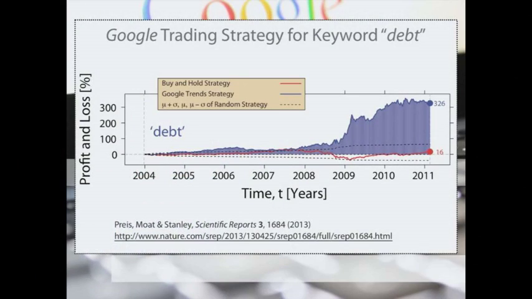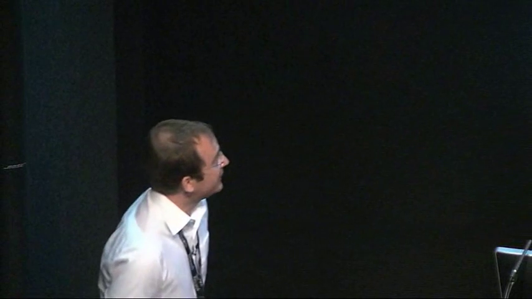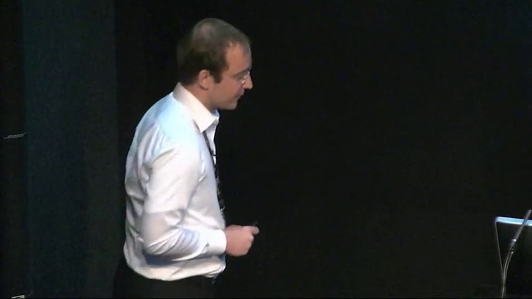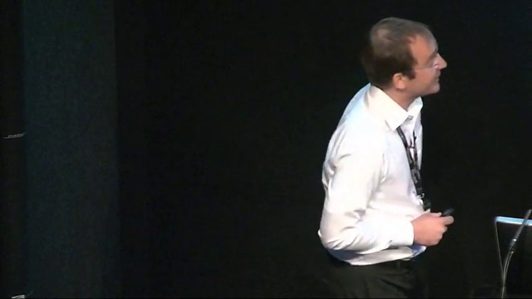So let me show you a different example. What would have happened if we would have used the term debt instead? Now we know we had a financial debt crisis in recent years, and if we would have used the input on how often people have Googled for the term debt on a weekly basis, then we would actually have outperformed the market and reached 326% return in the same period. So compared again to 16% buy and hold.